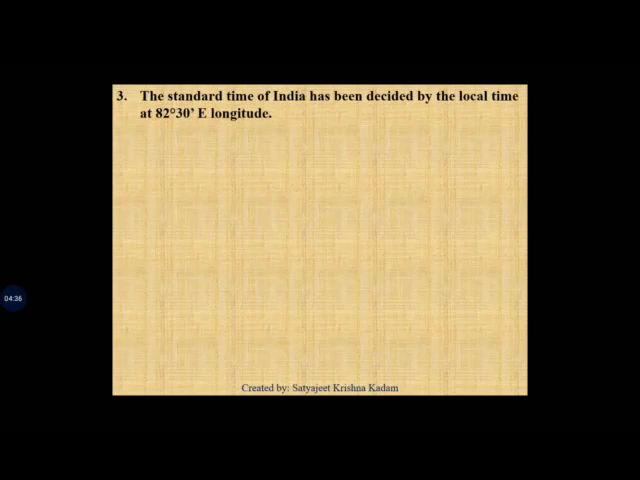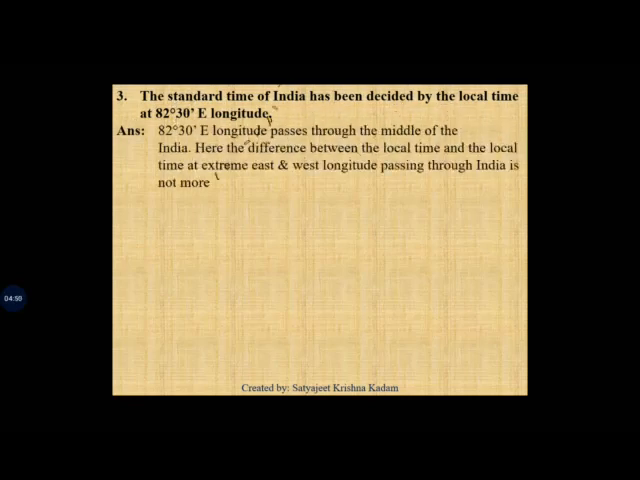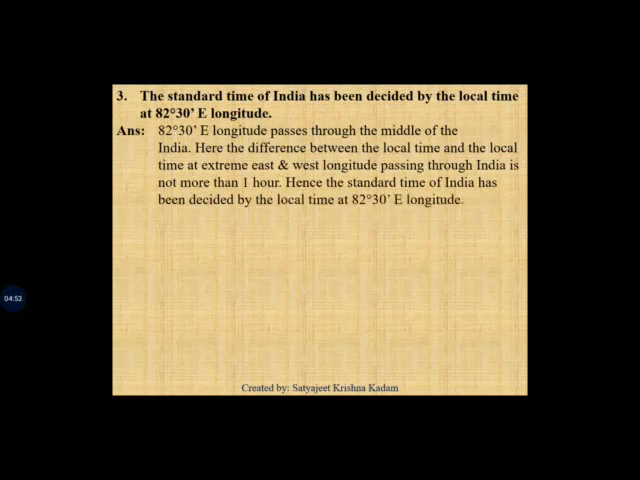Next, the standard time of India has been decided by the local time at 82 degrees 30 minutes east longitude. Answer, 82 degree 30 minutes east longitude passes through the middle of India. Here, the difference between the local time and the local time at extreme east and west longitudes passing through India is not more than 1 hour. Hence, the standard time of India has been decided by the local time at 82 degrees 30 minutes east longitude.